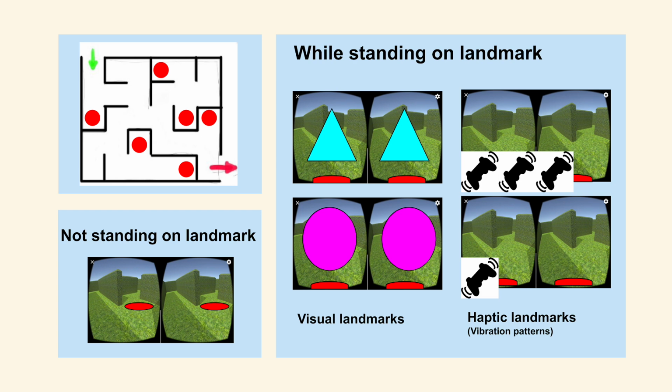What you can see here is a sketch of our game. The idea is that the player will have to find their way out of the maze with the help of either visual or haptic landmarks. When the player steps on a red landmark, they are given either visual feedback or haptic feedback in the form of a vibration pattern, which is felt through the controllers. Here is a demonstration of how the game works.